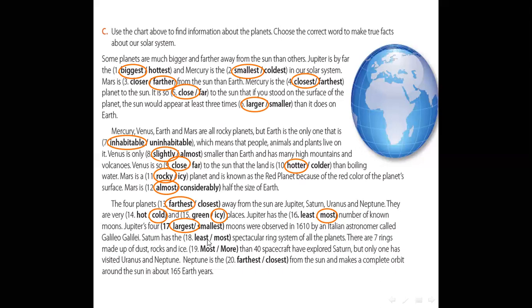Saturn has the most spectacular ring system of all planets. There are 7 rings made up of dust, rocks, and ice. More than 40 spacecraft have explored Saturn, but only one has visited Uranus and Neptune. Neptune is the farthest from the sun and makes a complete orbit around the sun in about 165 Earth years.